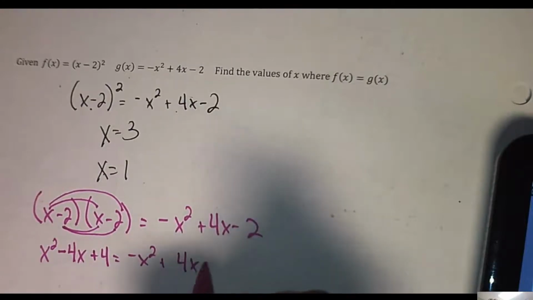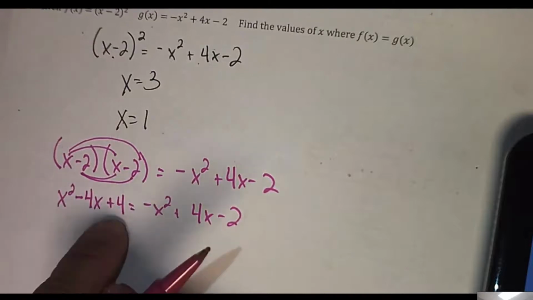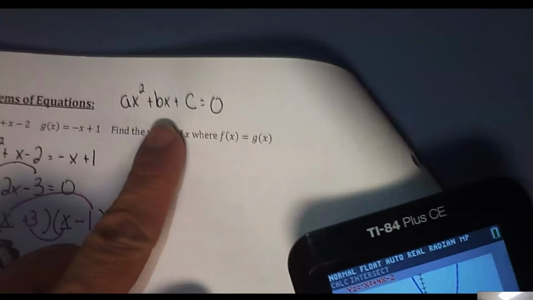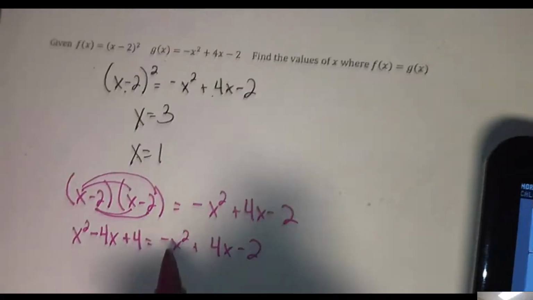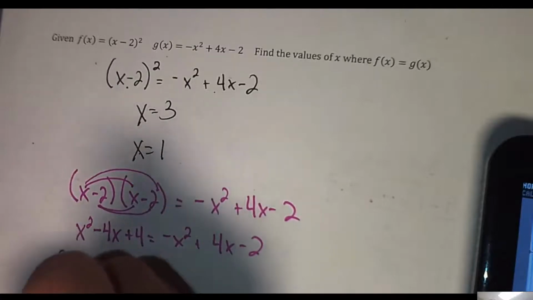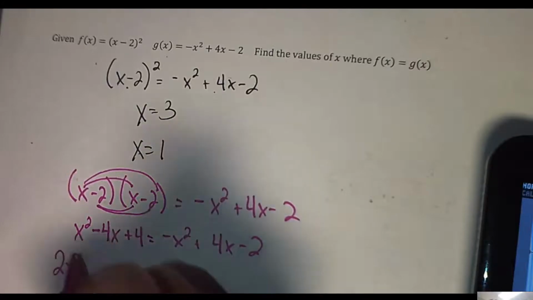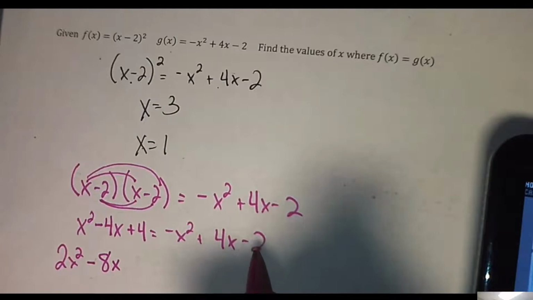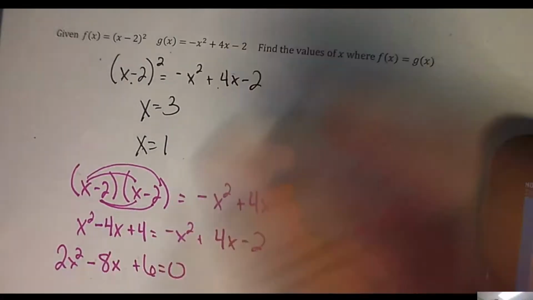And now I'm ready to start solving. So again, to solve, because there's more than one degree of x, it needs to equal 0, and it's got to be just ax squared plus bx plus c. So I'm going to add x squared here to this x squared and get 2x squared. With this 4x, I'm going to subtract 4x from this already subtracting 4x, so that gives me minus 8x. And here I'm going to add 2 to this adding 4, which gives me 6. And now I'm ready to factor.